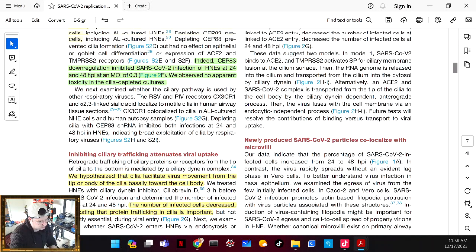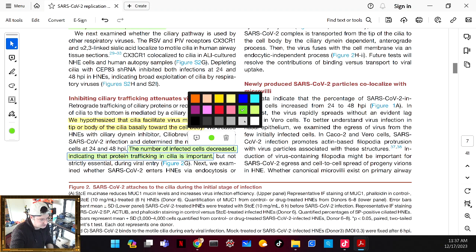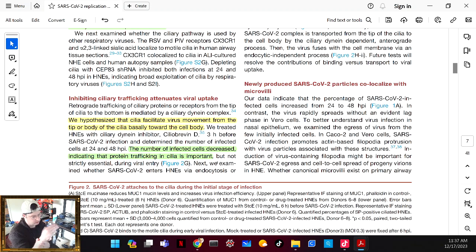And this one's like a genetic version of it. This one is more like they use an inhibitor to inhibit the motion, and it did the same thing. So it decreased but didn't prevent it from happening. I'm going to make this green. So doing this inhibitor to the motion of the cilia, it didn't prevent it completely. It's still happening, it's just decreasing it. So it's important in enhancing the effect, but COVID can still do it even if these are standing still, essentially.